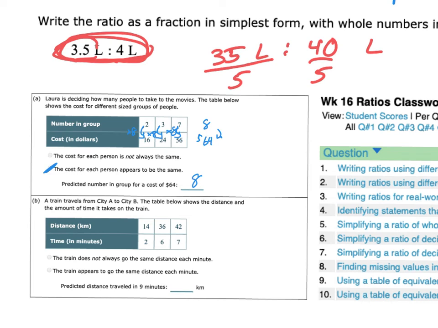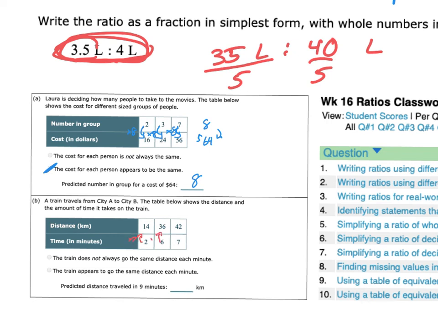Okay, example B, a train travels from city A to city B. The table shows the distance, the amount of time it takes the train. Okay, instead of going down and dividing, I'm going to look up and multiply. That's times 8. Ooh, I'm sorry, that's not times 8. Let's see if I can get rid of that. My mistake. Okay, 2 times 7 is 14.